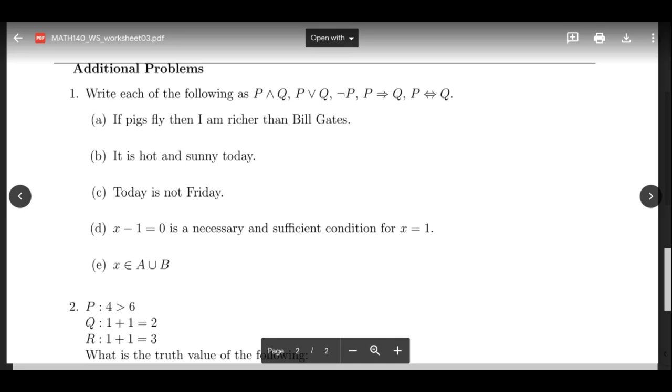Okay. 1, 2, 3, 4. Right? Let me see if I can highlight this. Sometimes my computer does not allow me to highlight. Oh, here, I can highlight. Do you see this? P implies Q.